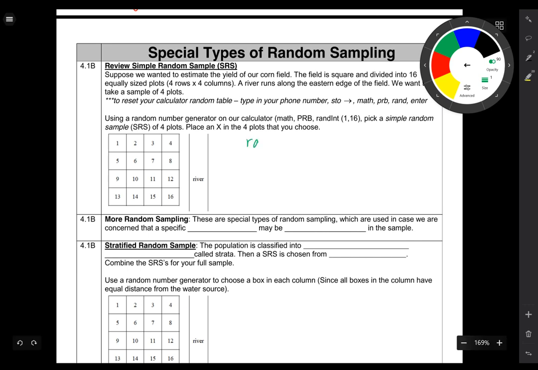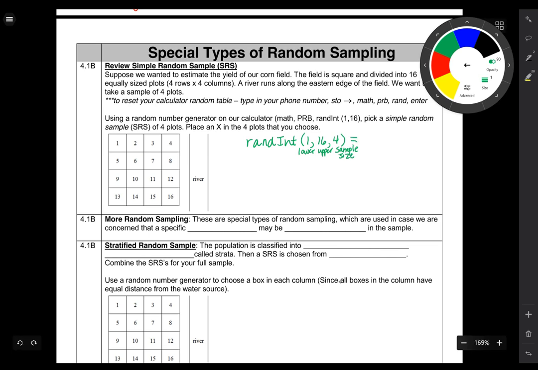So we would use the rand int of our calculator, and our lower bound would be 1. Our upper bound would be 16, and we want a sample of 4. So this is our sample size. So lower bound, upper, and sample size. You have to label this information when you're talking about showing your work.